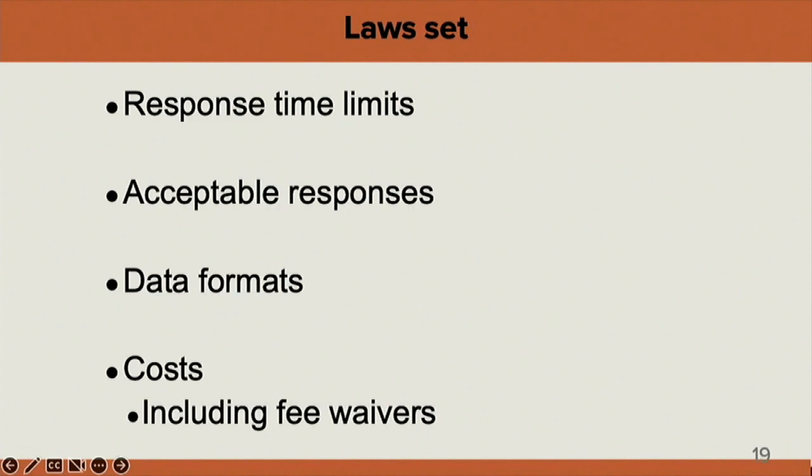The open records laws set some common themes, such as response time limits and acceptable responses. Response time is just how long we expect the government agency to take to get back to us. Under the law, what do they need to do? Can we request a specific data format, such as, hey, I would like to get this in an Excel file? And then they also address costs and things like fee waivers.